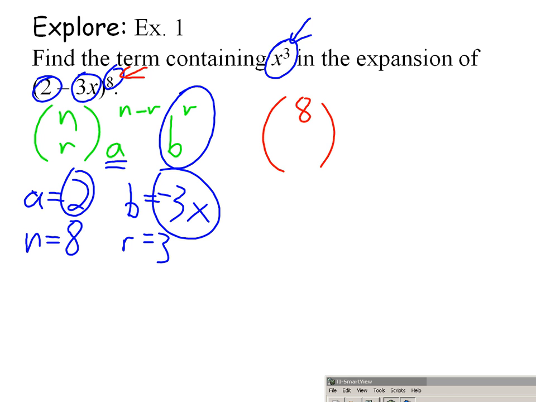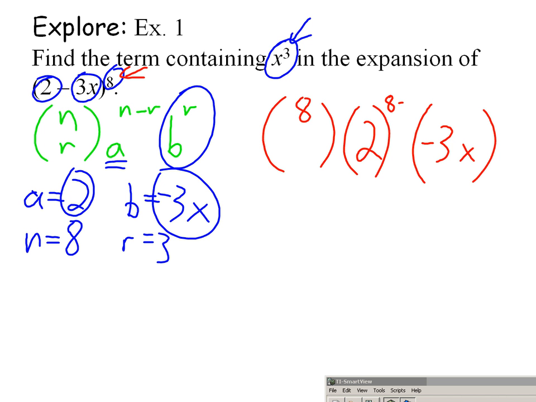No problem. R, we weren't sure about. A, I'm going to use parentheses here to group that. We had a 2. And we take it to the n minus r. Well, that's 8 minus something. And again, we weren't quite sure what r was. And then we've got our second term, which is negative 3x. Again, that was obvious. In our binomial, you always have 2 terms, an a and a b. Our b was negative 3x.